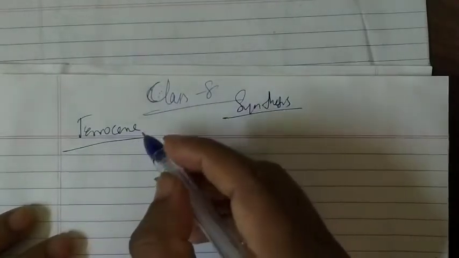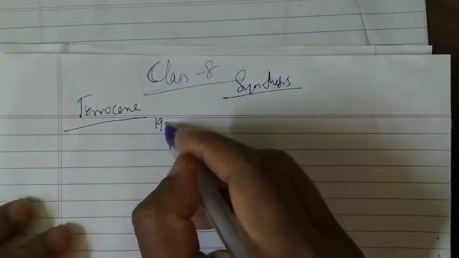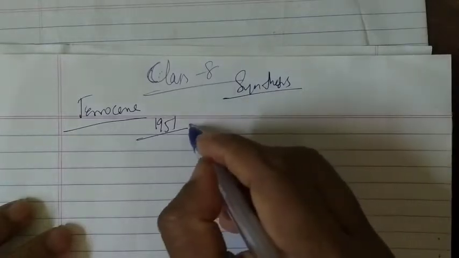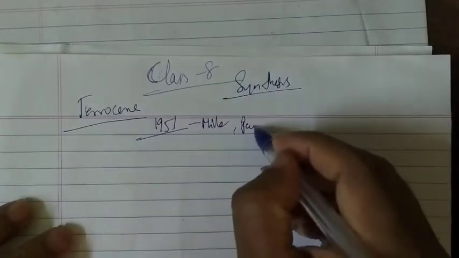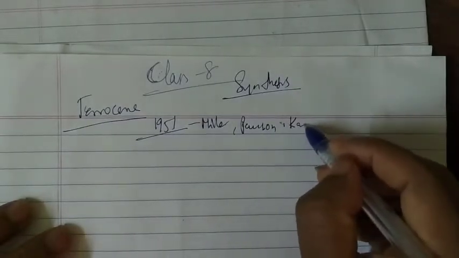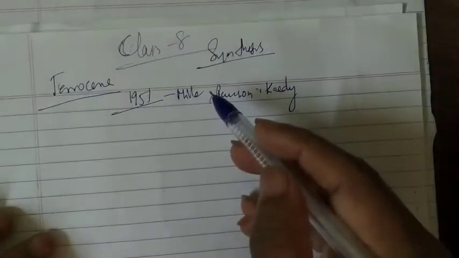So we have started the synthesis part of the cyclopentadienyl, and some syntheses we have taken. We learned about ferrocene. It was first reported in 1951-1952 by Kealy and Pauson. This was where ferrocene was accidentally found.